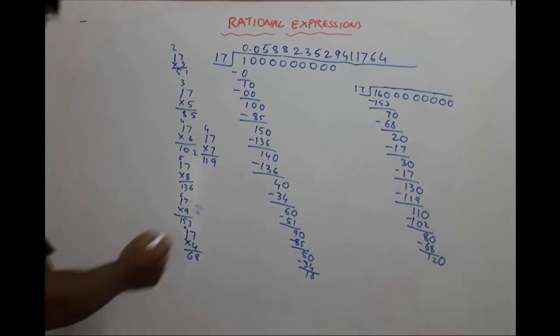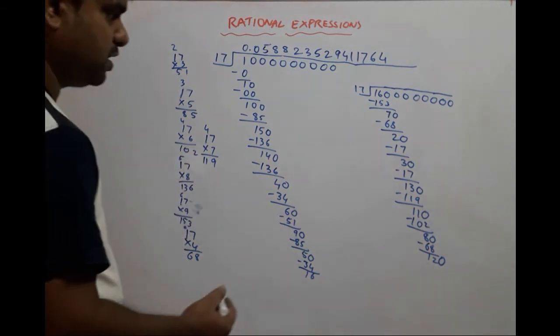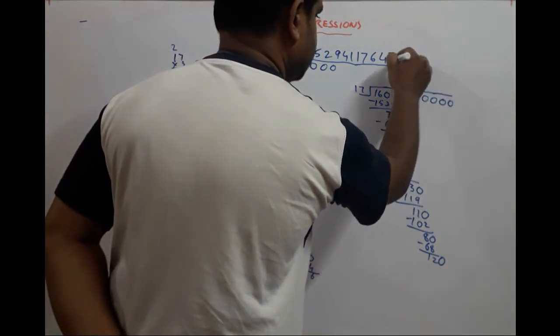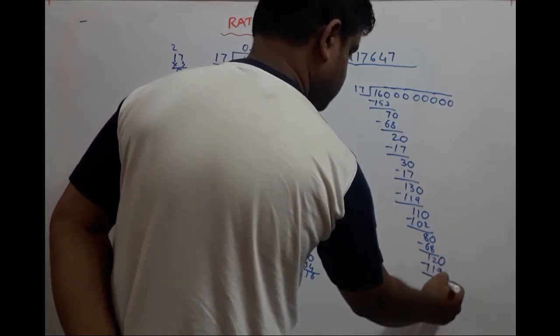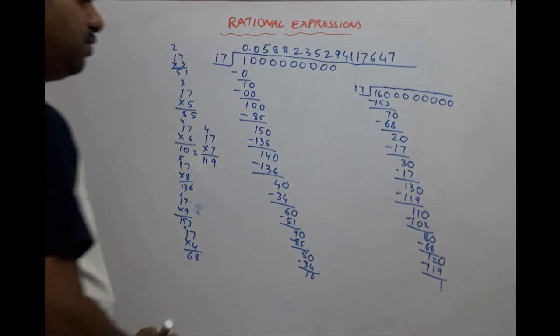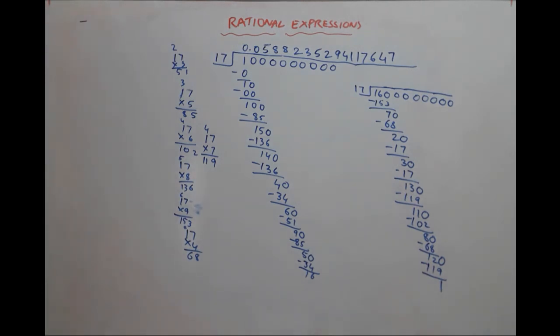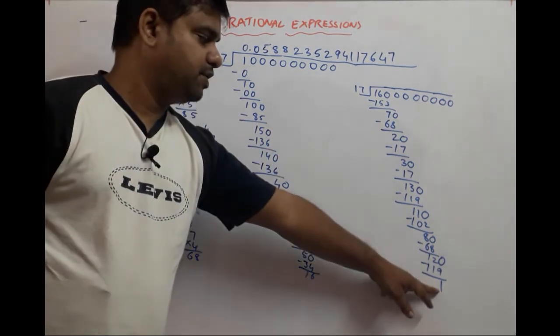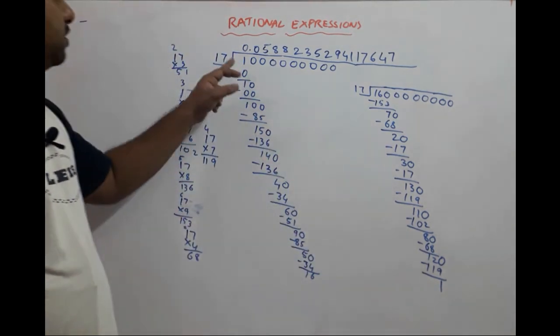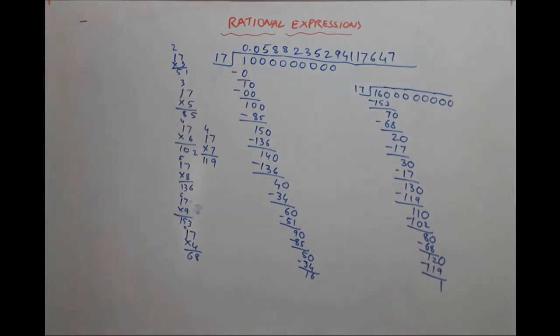120. What do we get? 17 into 7, 119. 120 minus 119 gives us 1. Okay, so 120 minus 119 gives us 1. Now we are left with what? The remainder is 1. What did we start with? 1. Once again our dividend is 1, and we started with the dividend 1.